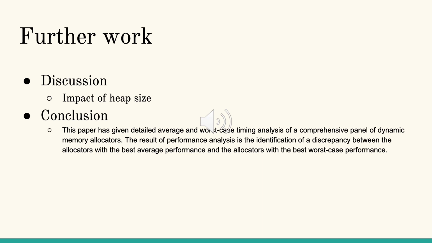At last, the author discussed the impact of heap size. As we know, in the experiment, the heap size is 4 MB. The author gave some inference of the effect of different heap sizes. This paper has given detailed average and worst case timing analysis of a comprehensive panel of dynamic memory allocators. The result of the performance analysis is the identification of a discrepancy between the allocators with the best average performance and the allocators with the best worst case performance.